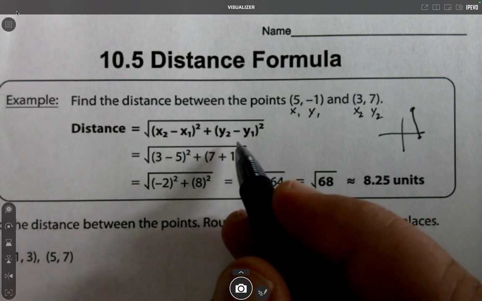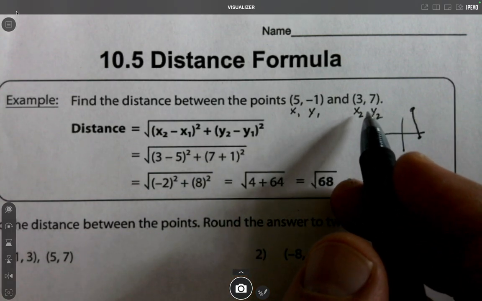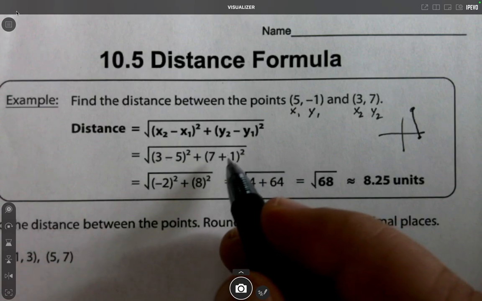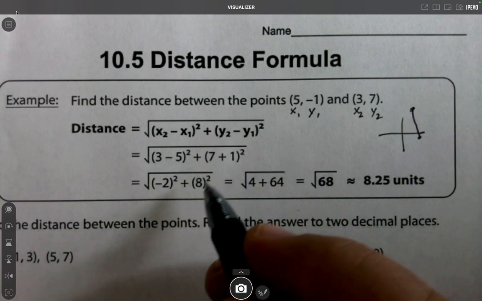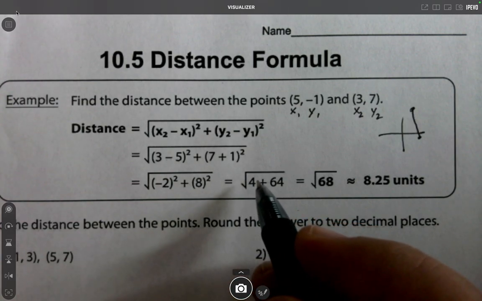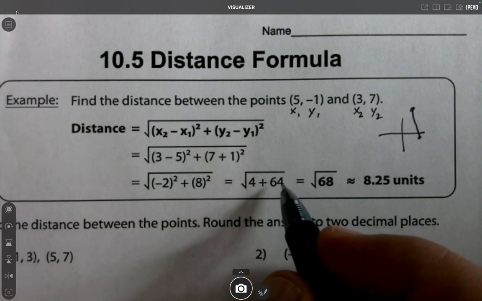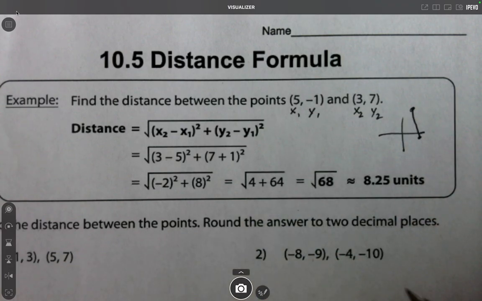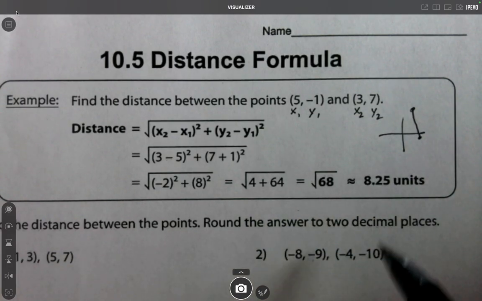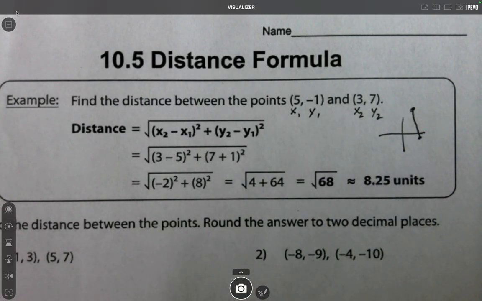Then it's saying find the distance between the two y values. So y2 is 7 minus -1. So I just put a plus here because minus a negative is the same thing as plus a positive. 7 plus 1 is 8. 8 squared is 64. Then you add 4 and 64 together, get 68. And then in the calculator, you can take the square root of that, and we'll round to 2 decimal places for this. So the distance between these 2 points is 8.25 units.